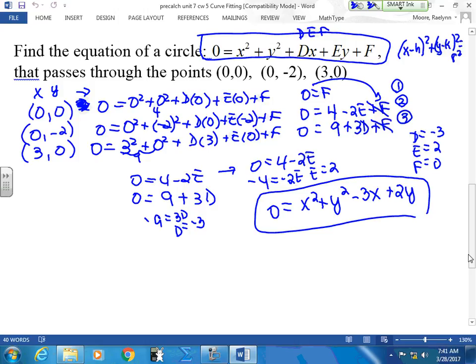Okay. Easy? Not bad. So now you can find the equation of a parabola, given 3 points, and the equation of a circle, given 3 points. And you know how to do the equation of a line, given 2 points. Ready?